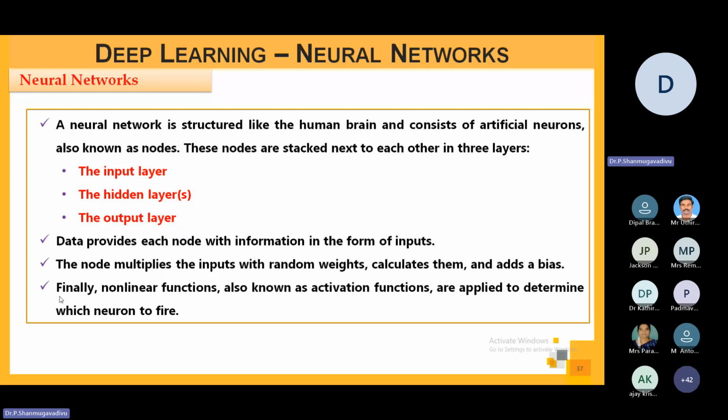So what do we do with respect to this? Data provides each node with information in the form of input. The node multiplies the input with a random weight, calculates them, and adds a bias. Finally, a nonlinear function, also known as an activation function, is applied to determine which neuron is firing. I think you all must know about the dendrites that fire, and that is understood as a signal to learn something new, to understand something, or to converse with a person.